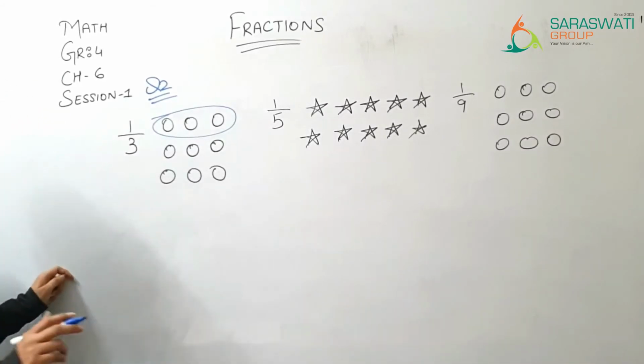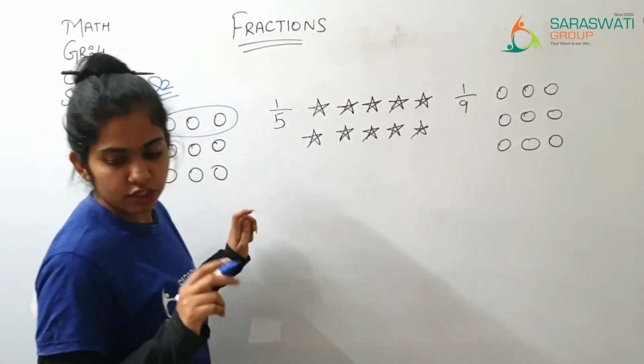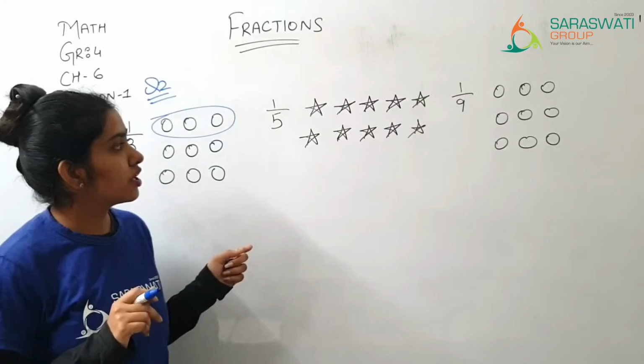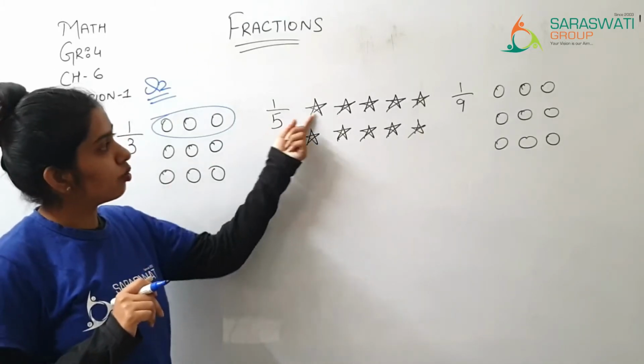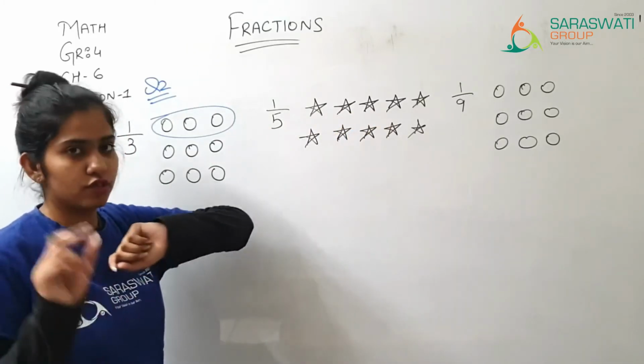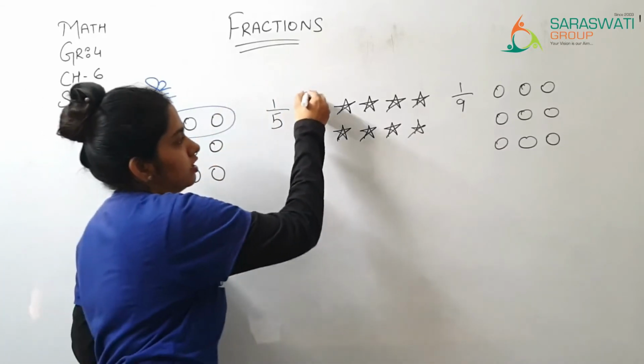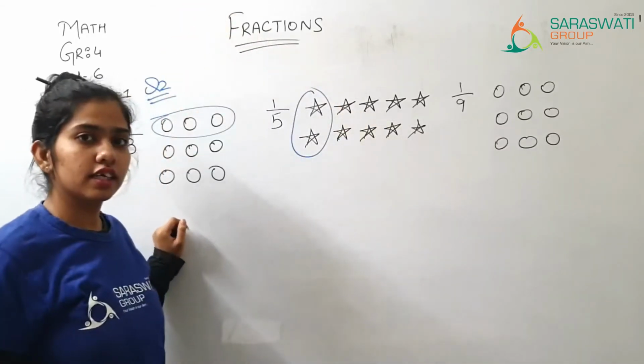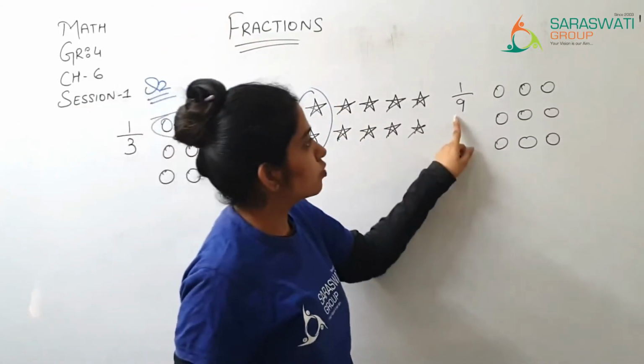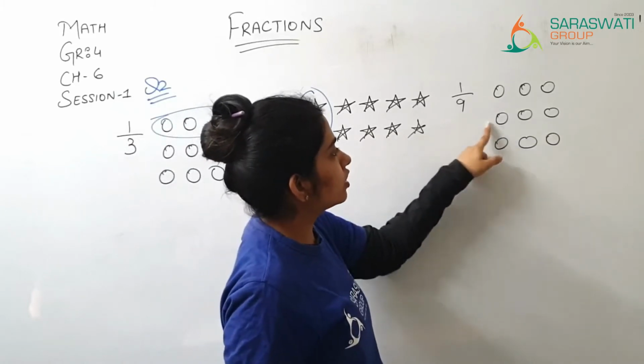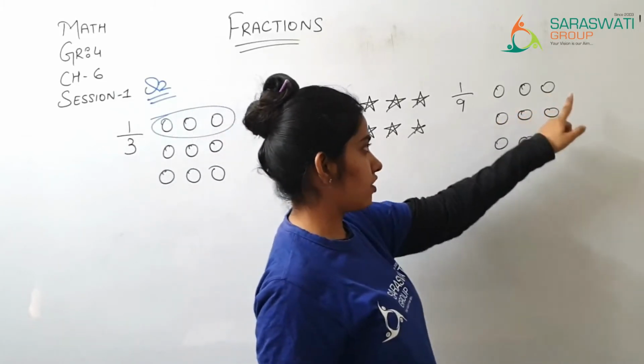Now you are supposed to circle the objects to show the fractions. 1, 2, 3, 4, 5. And you have to circle only 1. So 1. Then afterwards 1 by 9. 1, 2, 3, 4, 5, 6, 7, 8, 9.